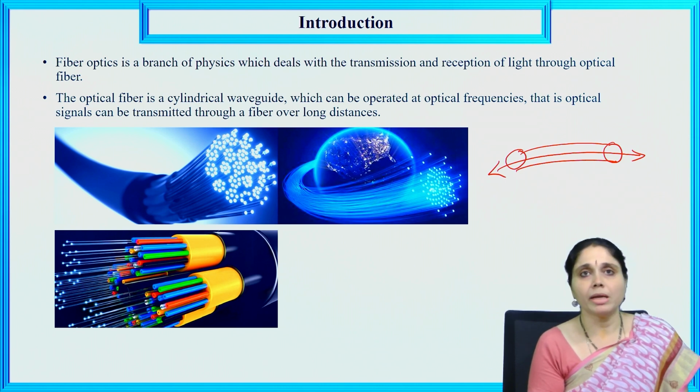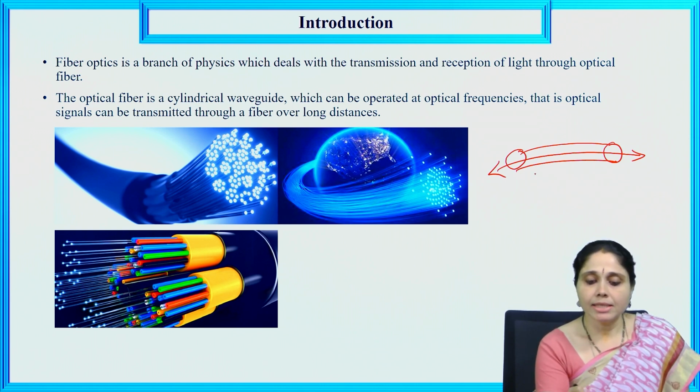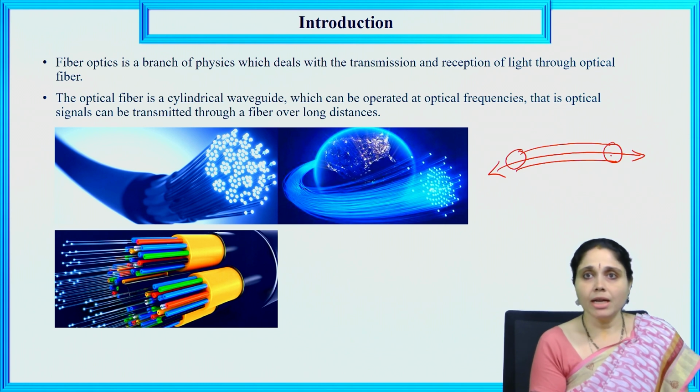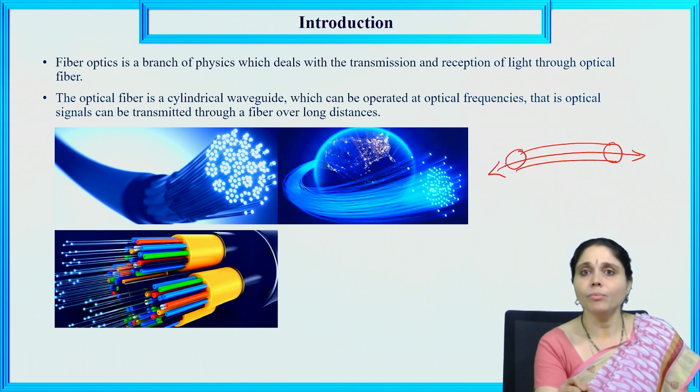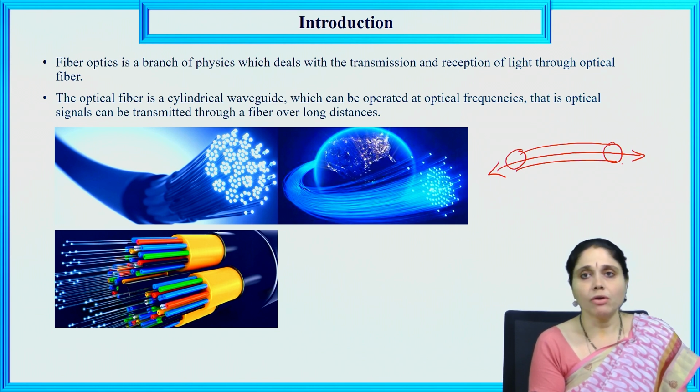So the optical fiber is a cylindrical waveguide. This is the representation of a cylindrical waveguide, which is operated at optical frequencies. Optical frequencies means the light frequencies, the light transmission from one end to another end. That is, the optical signals can be transmitted through the fiber over long distances. This is the definition of optical fiber.